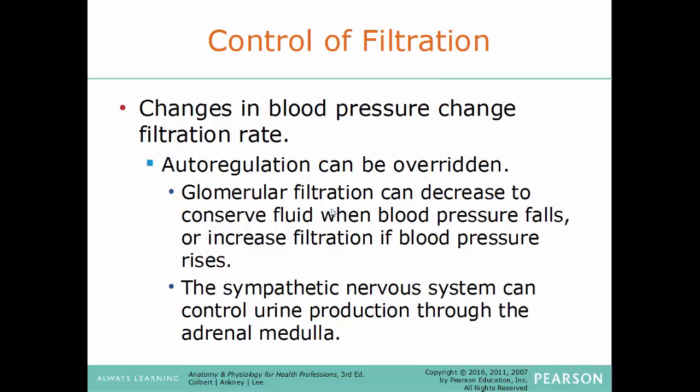It is the sympathetic nervous system that can control urine production through the adrenal medulla. And whenever you're in an emergency situation that the sympathetic nervous system helps to control your response to, some things that aren't necessary in that kind of situation are basically shut down. Digestion gets shut down. Kidney function gets shut down. So that's what that last bullet point is a reference to.